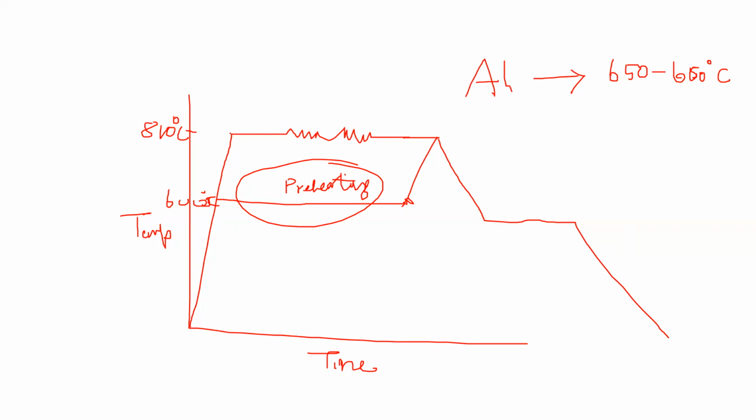So after heating to 810 degrees Celsius, for example, or 800 degrees Celsius, this molten material is held at this temperature for a particular time. After that, the stirrer will be introduced. Okay, the stirring action will be done.